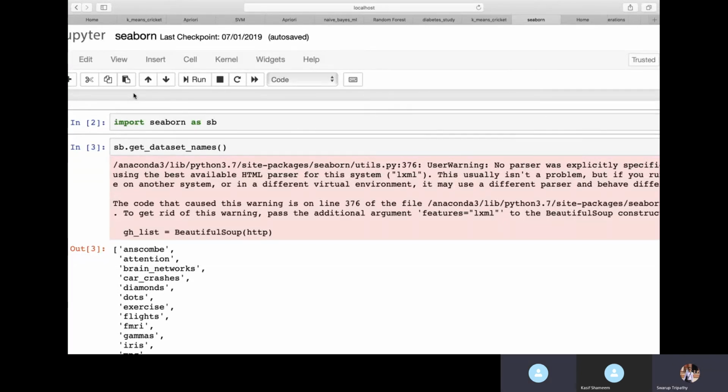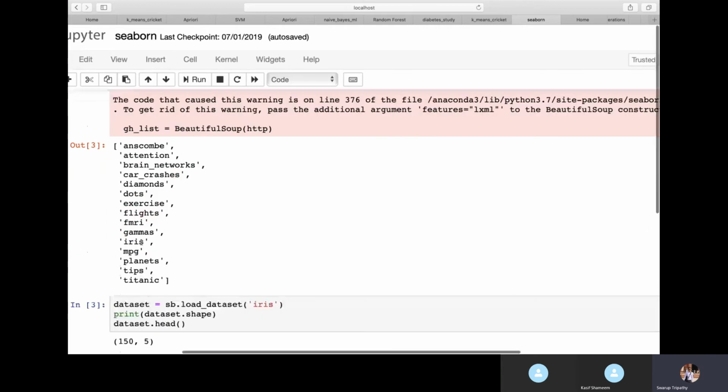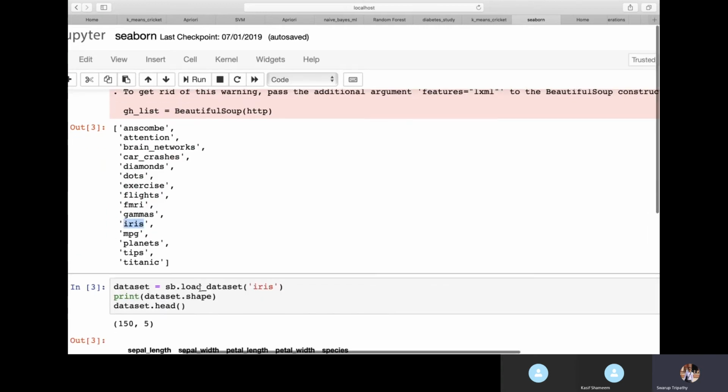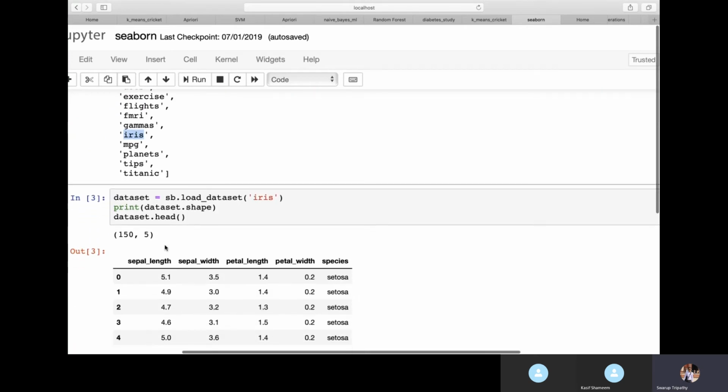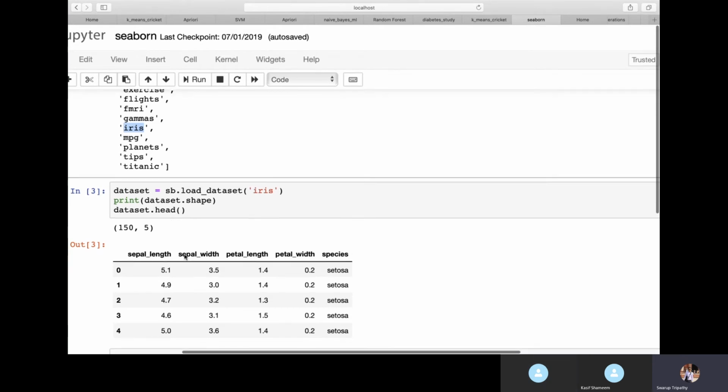Yes, Saurabh. Okay, next here, we'll be taking one data set. One of the most famous data sets is the Iris data set. So we will take this Iris data set and we will try to work on this data. To load any data set from Seaborn, it is sb.load_dataset. What this load_dataset will do is download the data set from the internet and then convert it to data frame format, as we can see here.